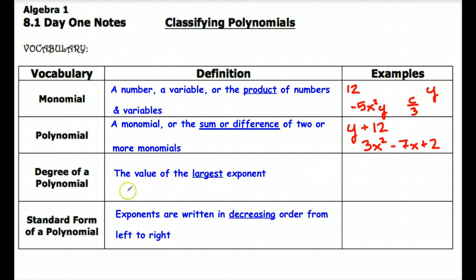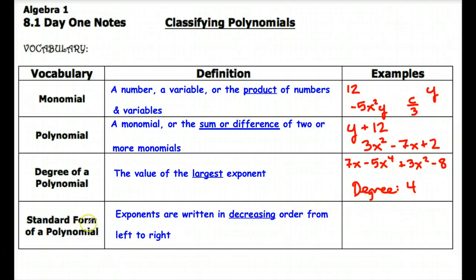The degree of a polynomial, okay, that's the next term you had. The degree of a polynomial is the value of the largest exponent. Okay, value of the largest exponent. So if I had a polynomial that looked like this, let's say 7x minus 5x to the fourth plus 3x squared minus 8, okay, its degree is going to be 4. Okay, its degree is going to be 4 because its largest exponent is a 4. Okay, that x to the fourth right there.